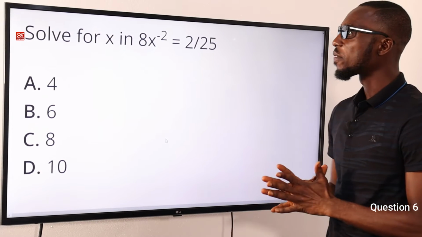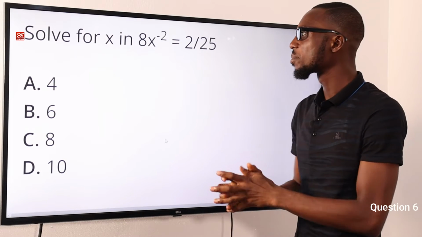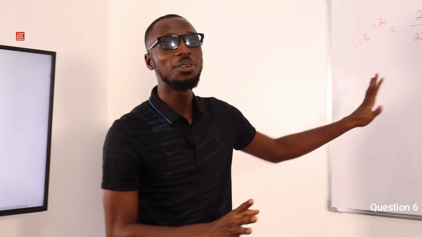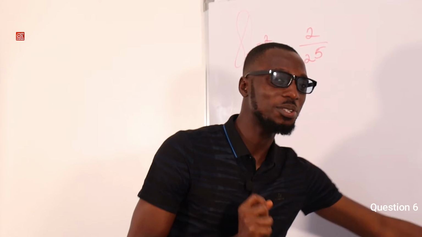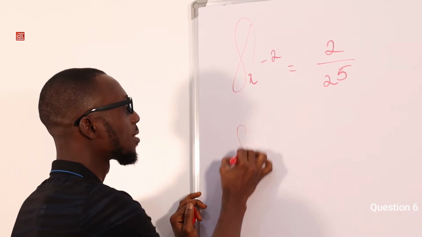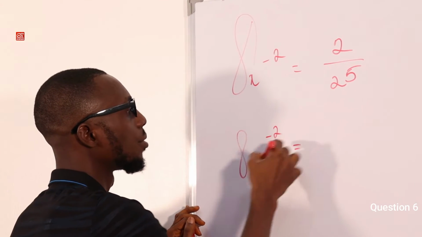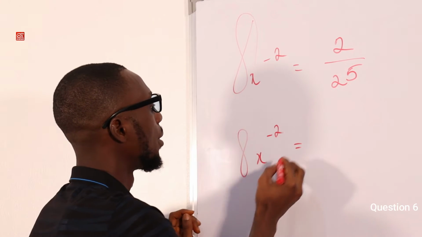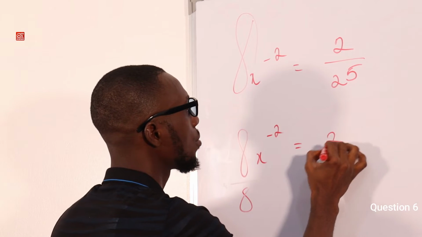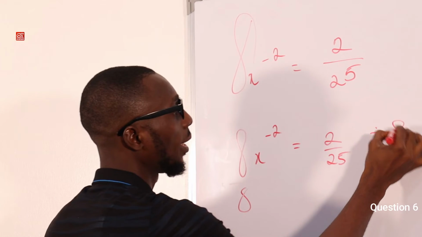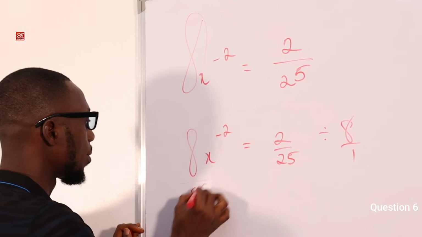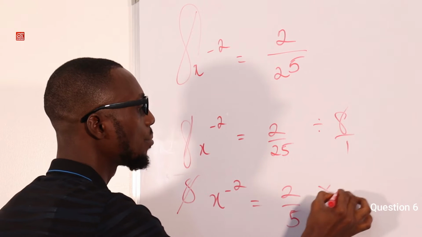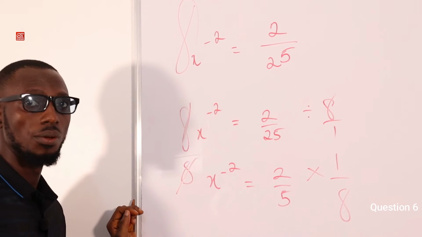Number 6. Solve for x in 8x raised to the power minus 2 equals 2 over 25. The first thing I did is to just present this question on our whiteboard, the platform for solution. So this implies 8x raised to the power minus 2. Now, what we can do is divide both sides by 8. So that will be x raised to the power minus 2 equals 2 over 25 divided by 8 over 1.